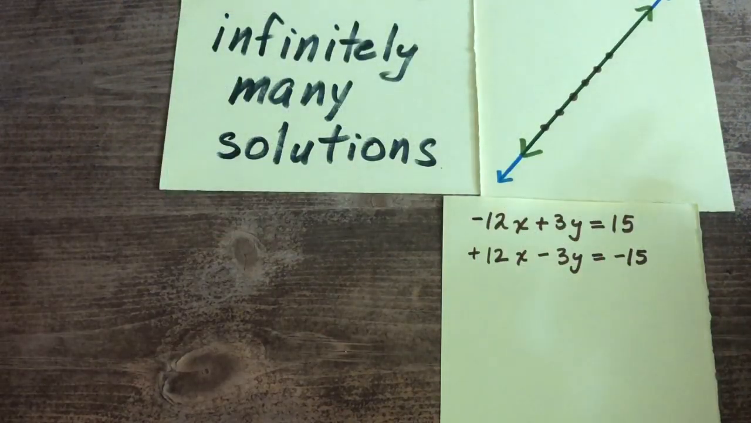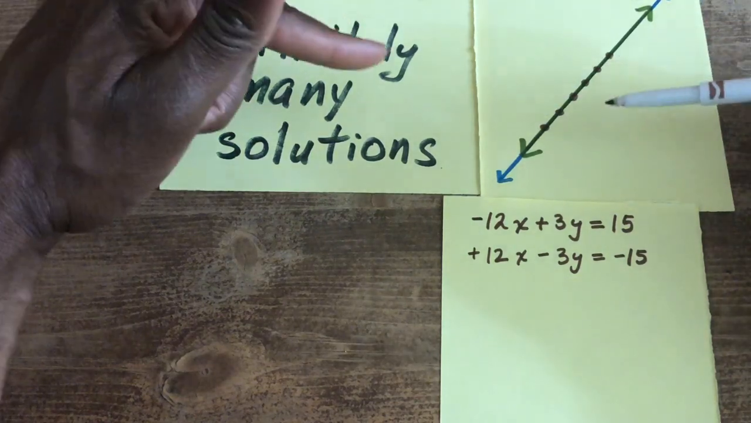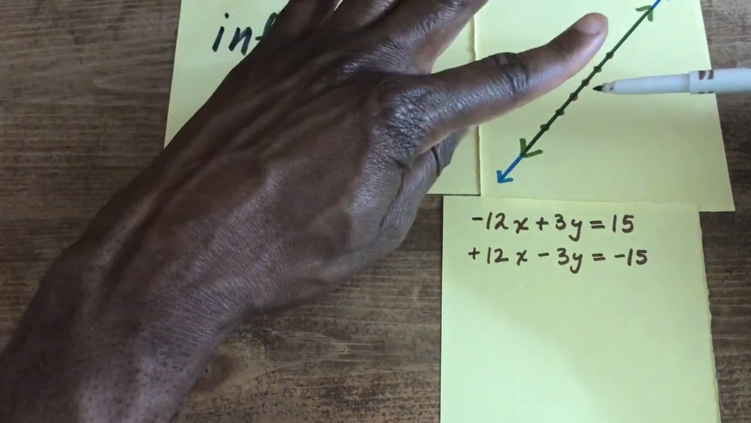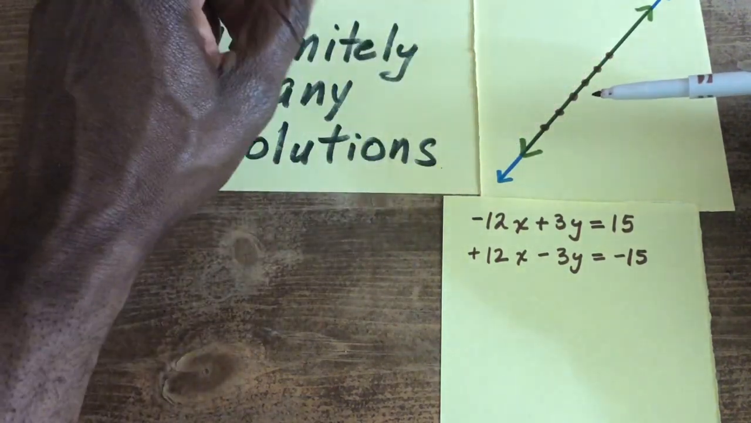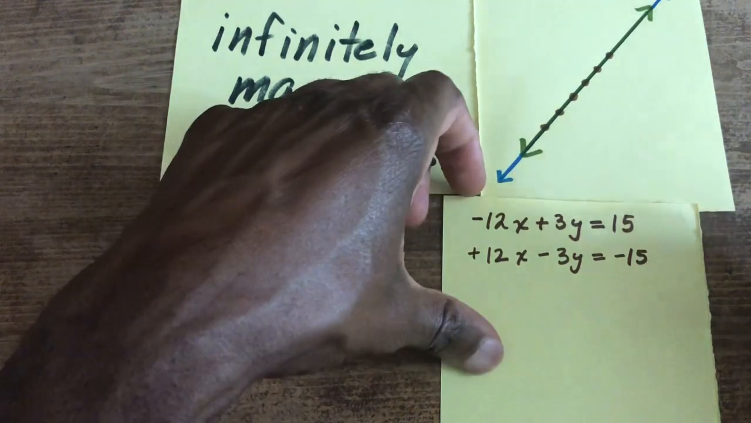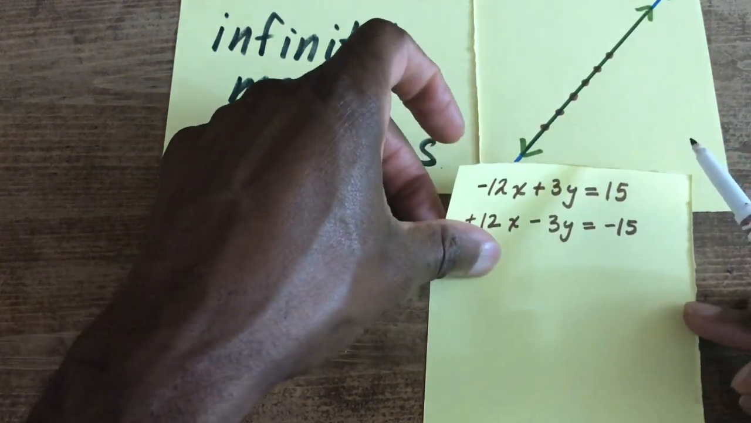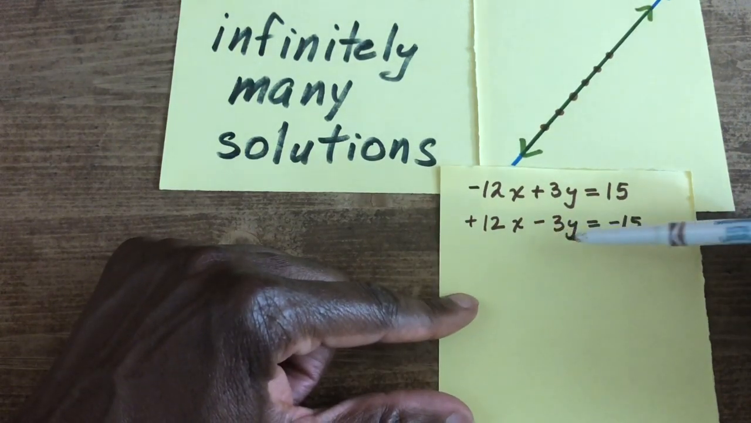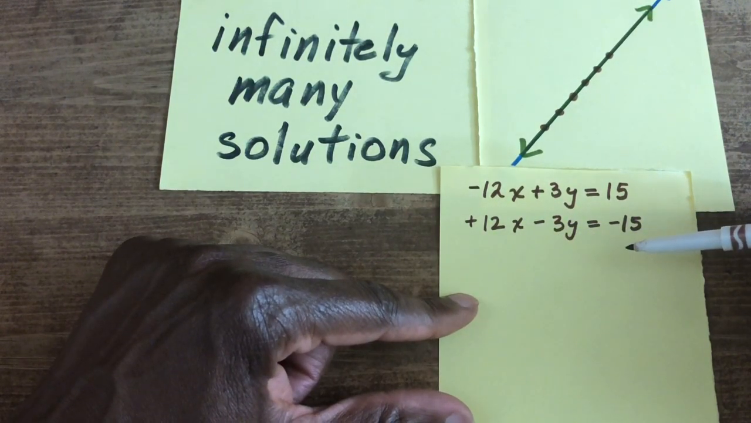Infinitely many solutions. Here's what it looks like graphically. One line on top of the other, just the two lines, one on top of the other. And now here's how it looks algebraically. I have negative 12x plus 3y is equal to 15. I have a positive 12x minus 3y is equal to negative 15.